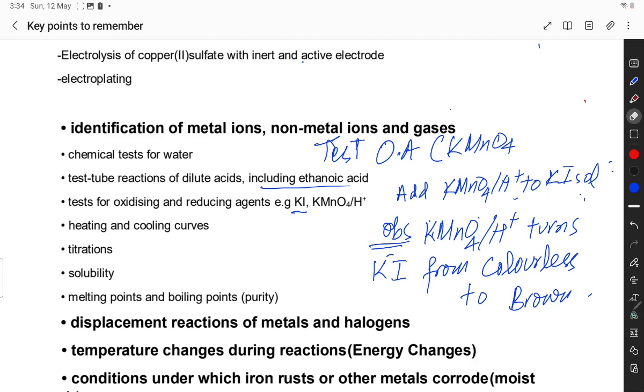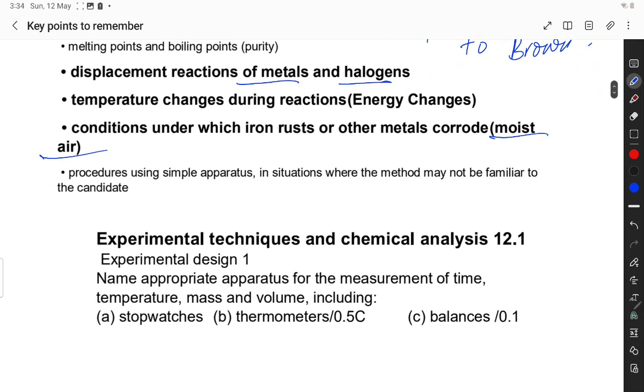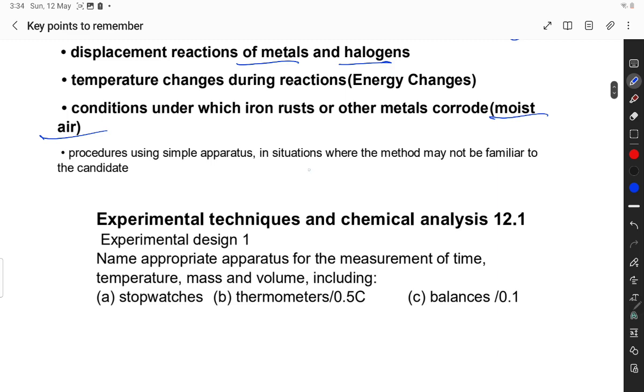So you should know about heating and cooling curves, titration, solubility, melting points and boiling points, purity, and displacement reactions of metals and halogens. These topics are very important, and I think you have learnt them for paper 2 as well. Also temperature changes during reaction, energy changes, and the conditions under which iron or other metals corrode, that is moist air. Procedures using simple apparatus in situations where the method may not be familiar to the candidates.